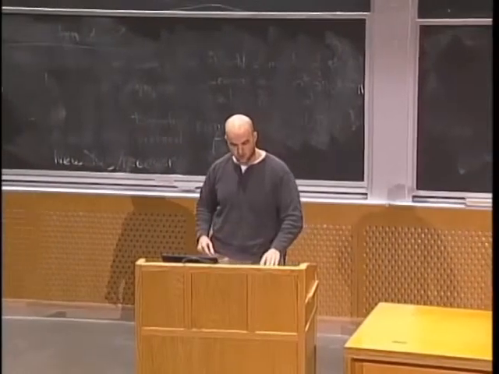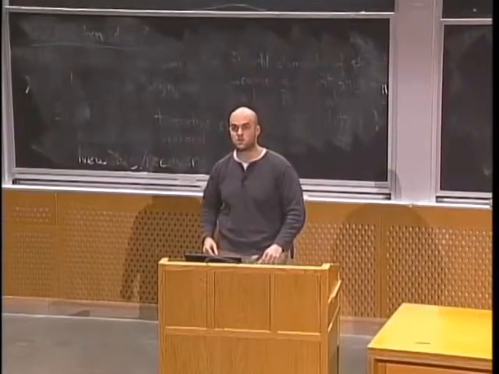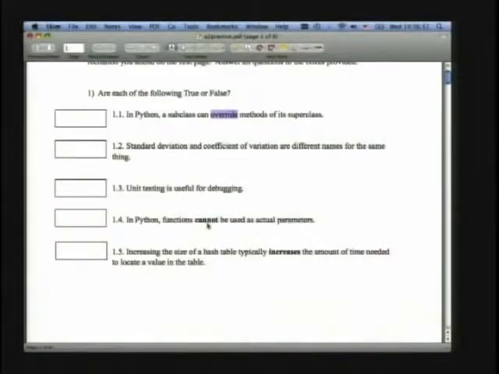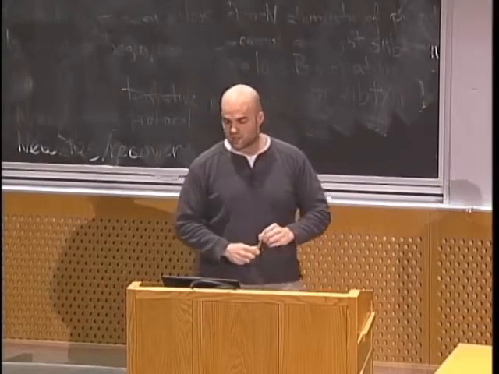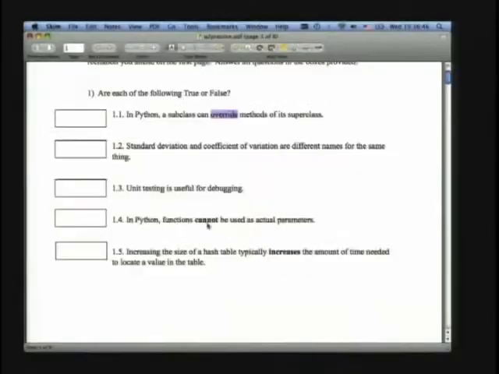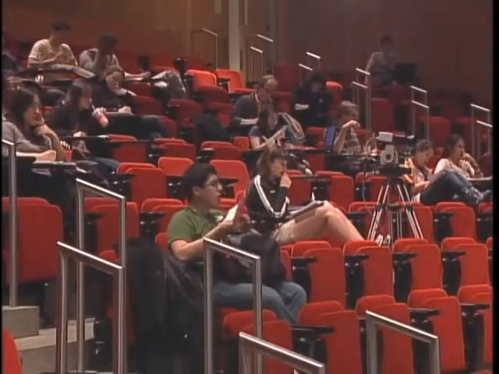So we'll start off by going over the Quiz 2 practice questions. So, 1.1, in Python, a subclass can override methods of its superclass. What say you all? True? All right. There are some repeat people from last night, so they know these already. Standard deviation, coefficient of variation are different names for the same thing. True or false? False. All right, 1.3.